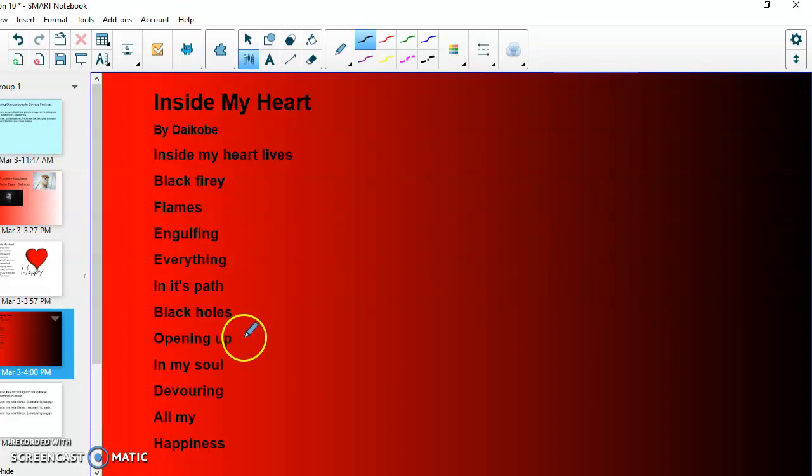Black holes opening up in my soul, devouring all my happiness. Now, they mentioned an emotion, but this is not how they feel. They feel sad. This is one of my former students, actually. Quite a long time ago, so nobody probably remembers Jacoby, because I believe this was about 6 years ago or so. Love it. He never told me he was sad, but using these visuals, he used things that make you feel sad. You know, flames engulfing everything, black holes in his soul, devouring his happiness. Wow. He definitely showed me, not told me.